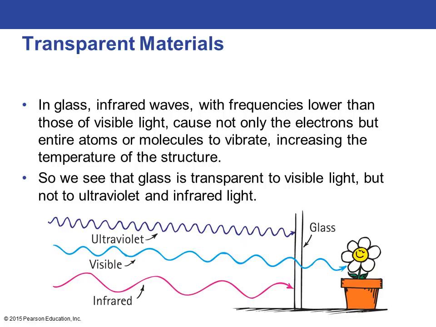But that ultraviolet and infrared light do not pass through glass. So that's why if you're driving in your car and you have your windows up, you are not going to get a sunburn. If you were to drive in your car and roll your windows down, you would get a sunburn. So just to sum up here, glass is transparent to visible light, but it's not transparent to ultraviolet light and infrared light.